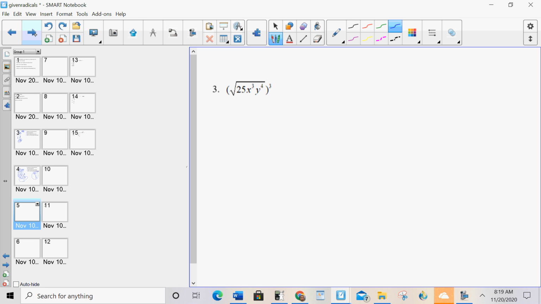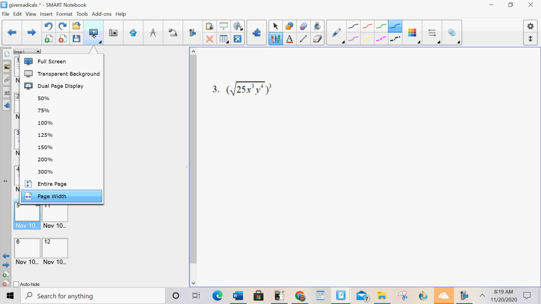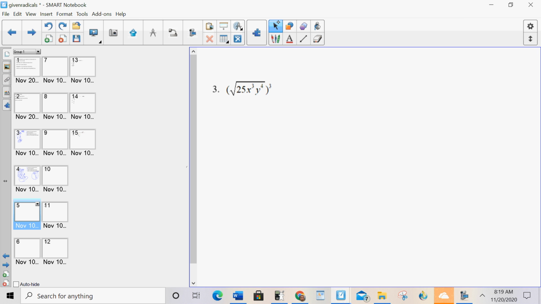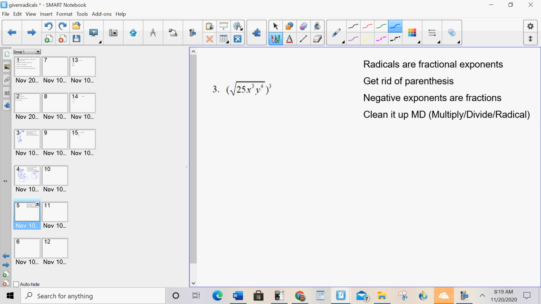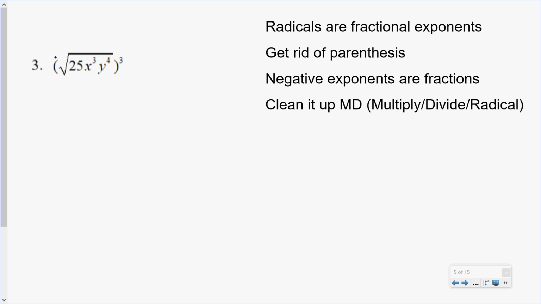I want you to try number 3 on your own. The only hint I'm going to give you is the root: there's no root written, so it's a 2. The power is there. So why don't you pause this, try number 3 on your own, and then unpause.